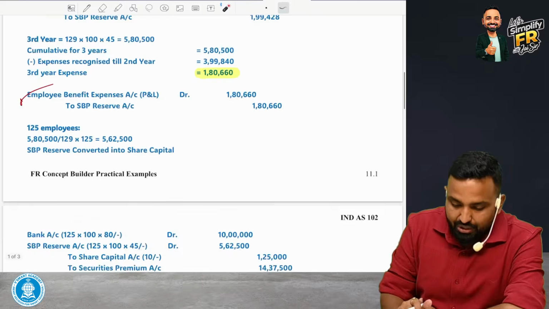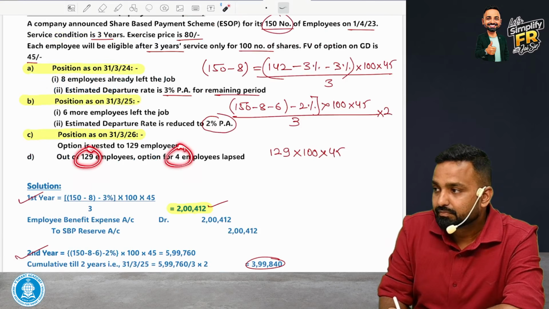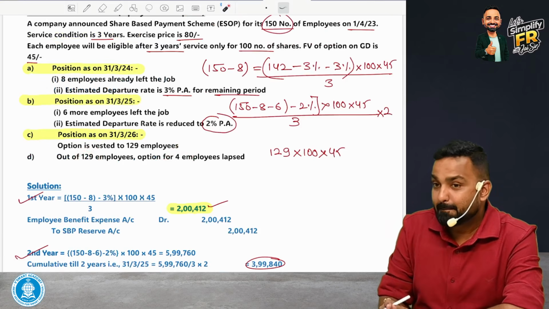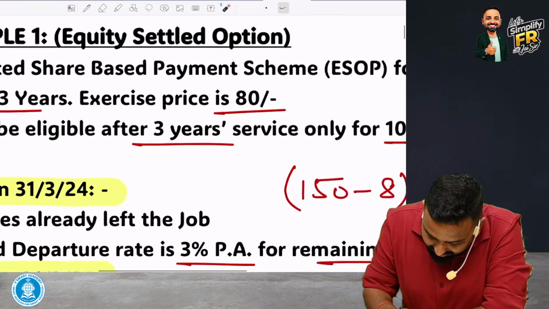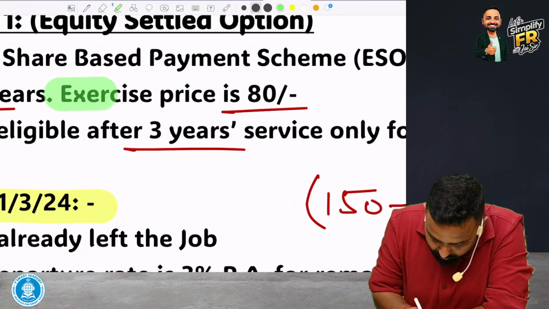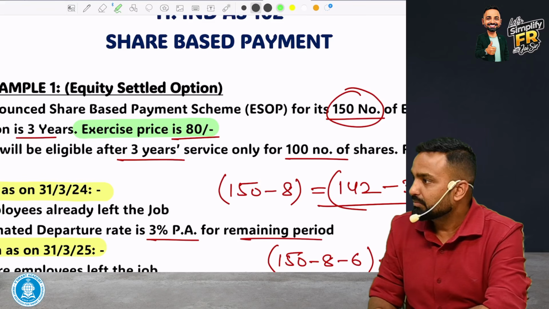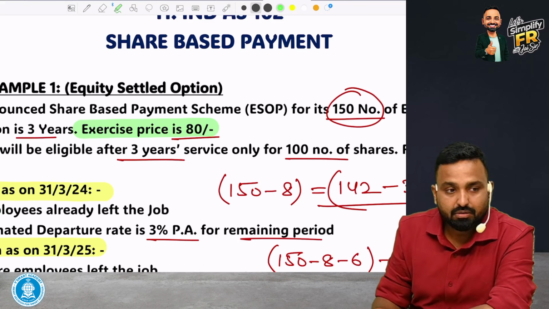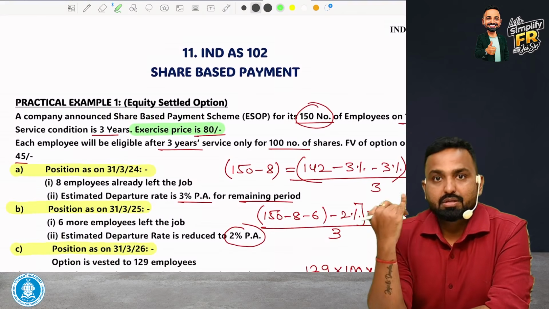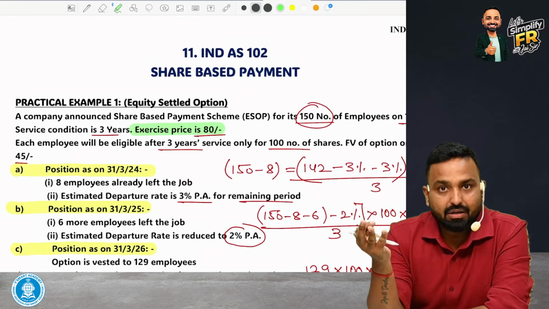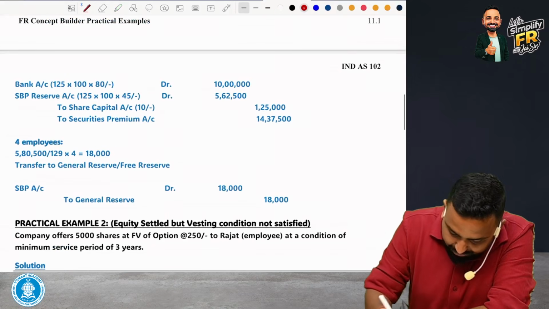Entry is fine. Now, for 125 employees, 129 minus 4, 125. Bank will be there with 80 rupees. Tell me the amount of bank. 10 lakh. How? 125 number of employees multiply by 100 multiply by 80. Bank is 10 lakh. Let me check. Okay. Bank is 10 lakh.